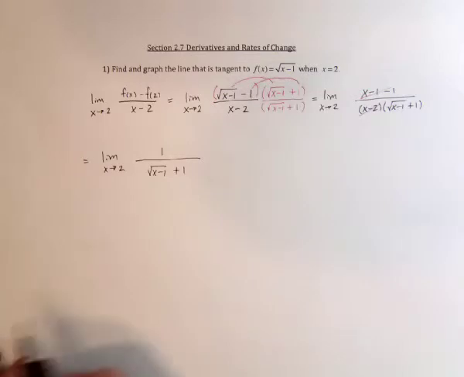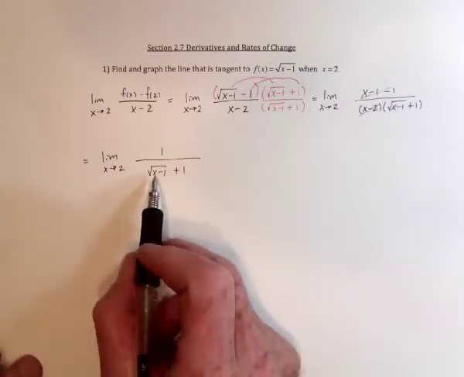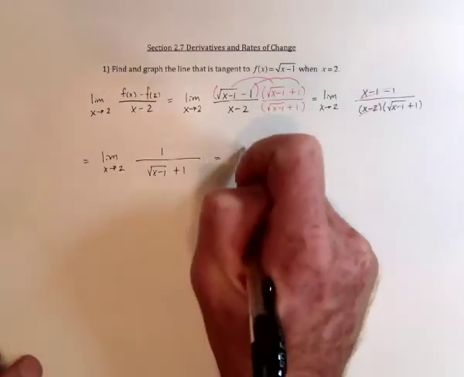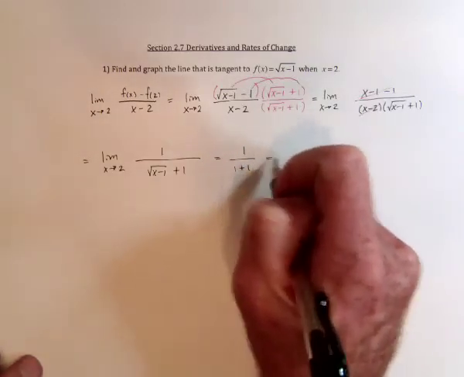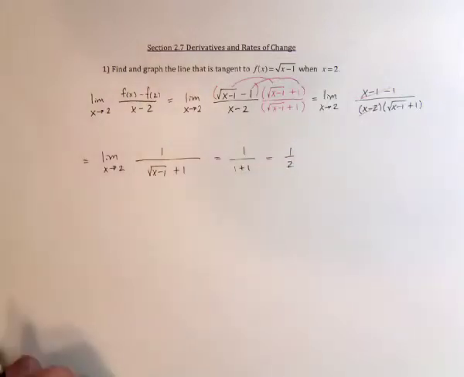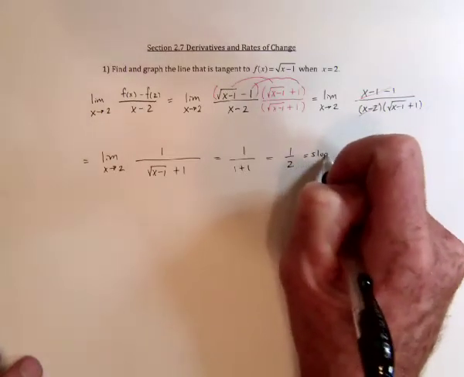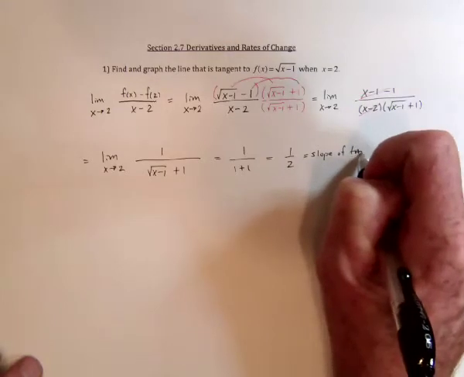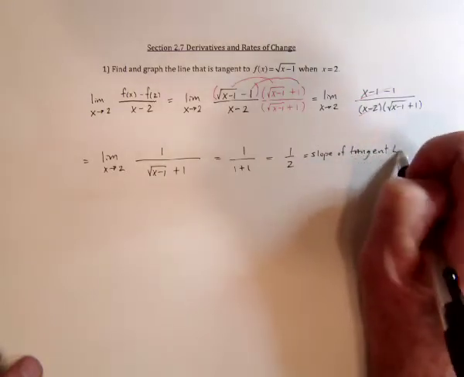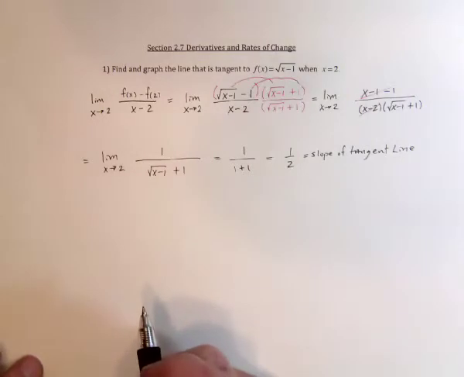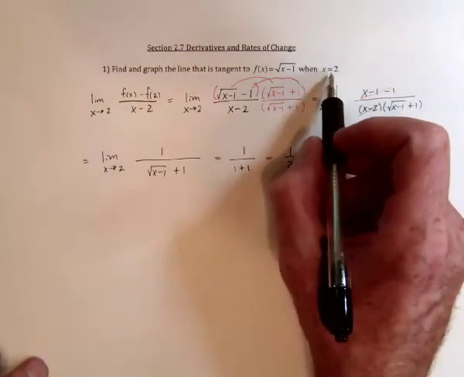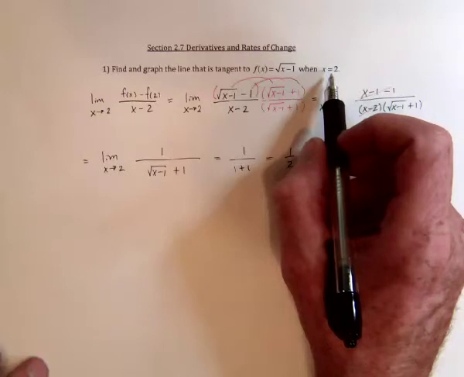And now substitute in a 2. This is going to become the square root of 1 plus another 1. So the slope is 1/2. So what we got is, this is the slope of the tangent line. And we can use the point slope formula as long as we have a point and a slope. So there's the slope, there's half of the point, we just need the other half, which is the y value.